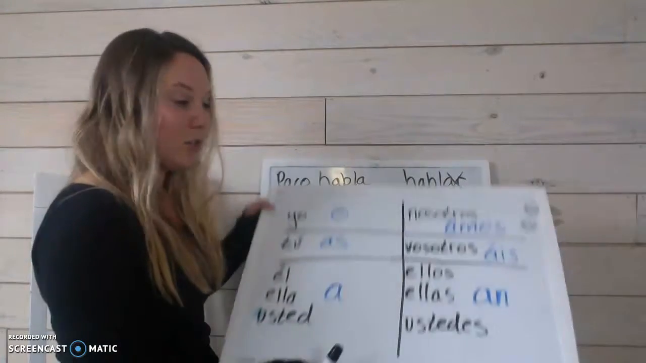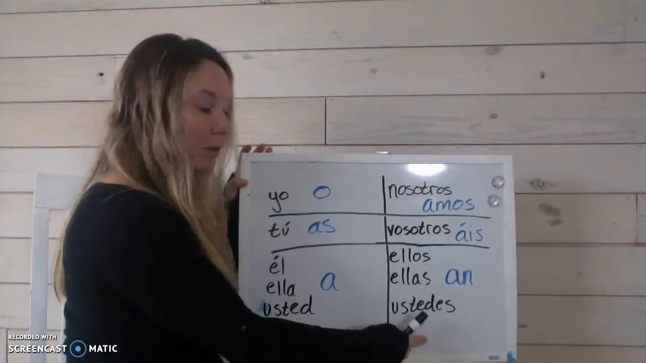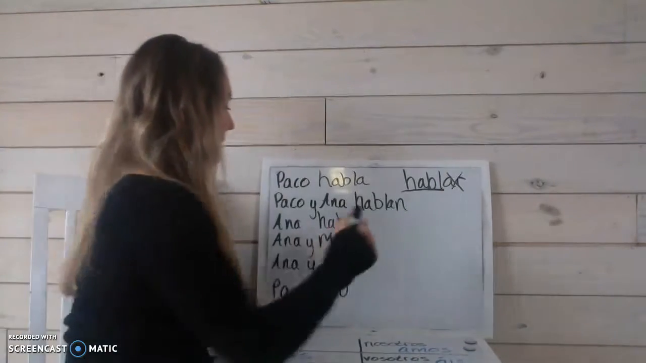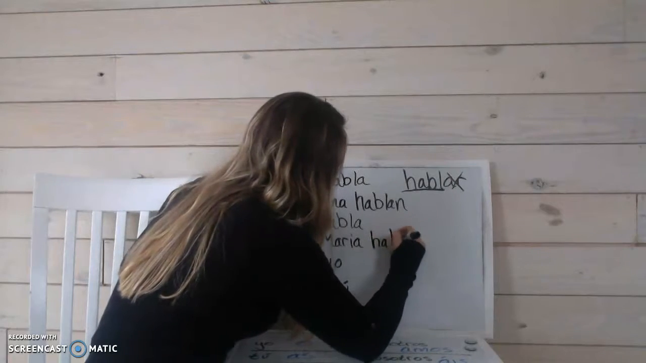Ana and Maria is two people. So, our plural third person is going to be ellos and ellas. So, Ana y Maria hablan.